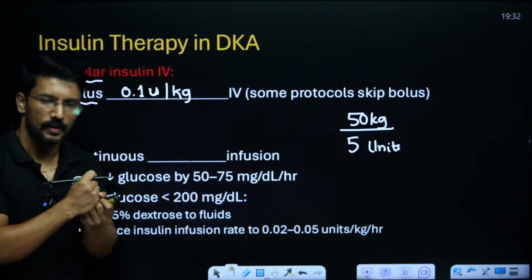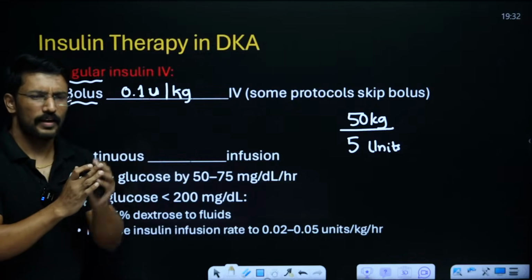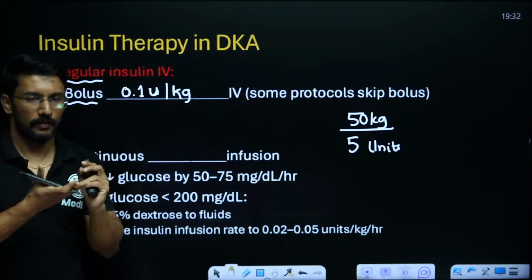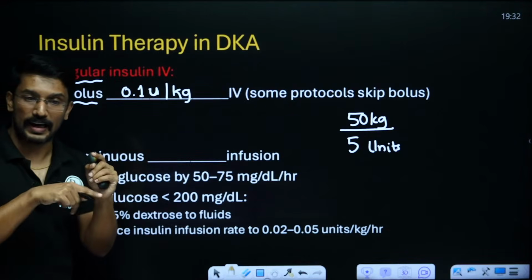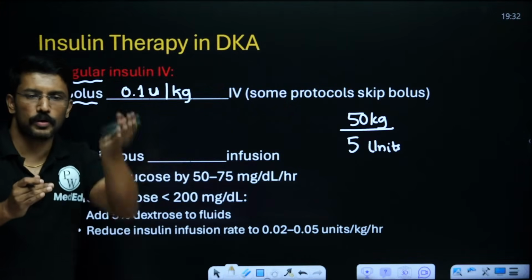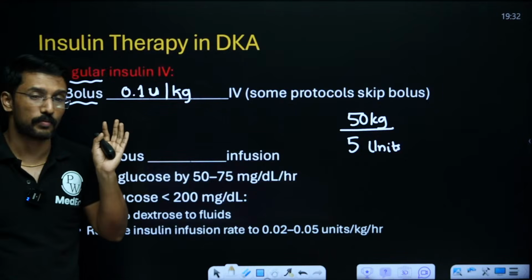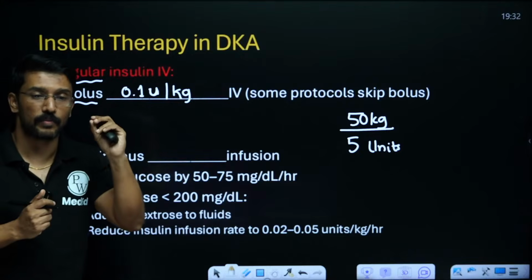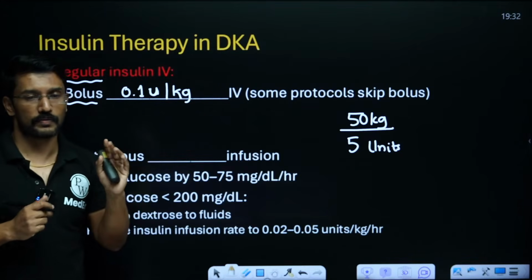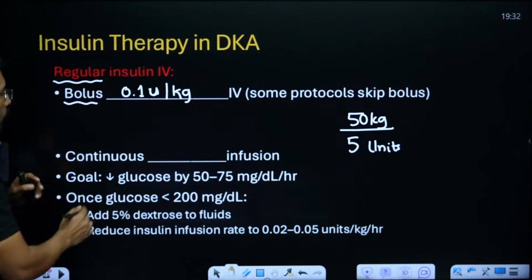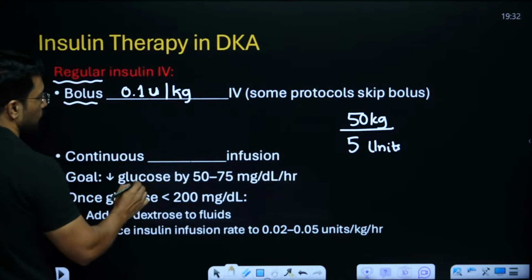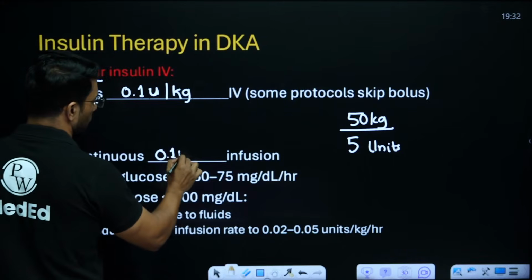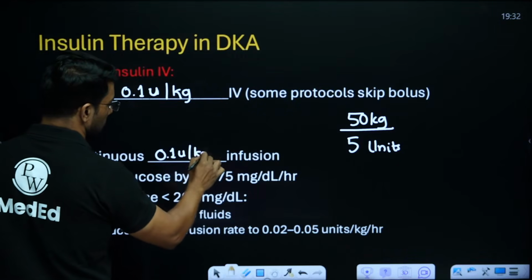Just push it. Once I'm done with that, that will give me some initial drop in the blood glucose level, right? But because regular insulin given IV acts for a very short period of time, the blood glucose level will bounce back because the patient's body is not producing insulin. He is in absolute insulin deficiency. So till I achieve a reasonable decrease in the blood glucose levels, I need to keep giving insulin. So we'll follow a continuous insulin infusion, again of the same value, 0.1 unit per kg per hour.